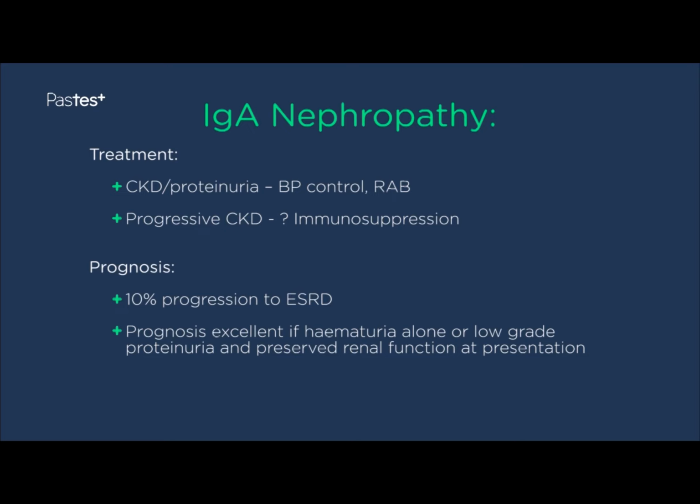In those patients who have progressive CKD in association with IgA nephropathy, the treatment is somewhat controversial. Some studies have suggested that moderate dose steroids and perhaps other immunosuppression may be of benefit, but other studies have shown no benefit. In terms of prognosis, approximately 10% of patients with IgA nephropathy will progress to end-stage renal disease. The prognosis is excellent, however, if the patient presents with hematuria alone or with only low-grade proteinuria and preserved renal function.